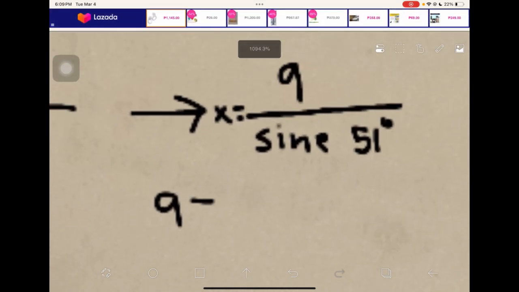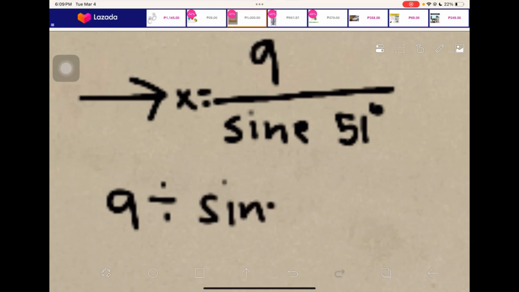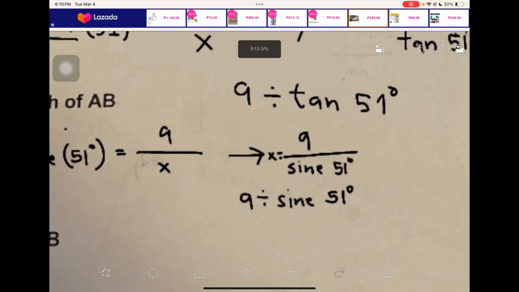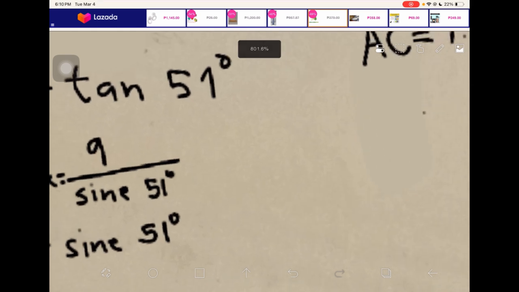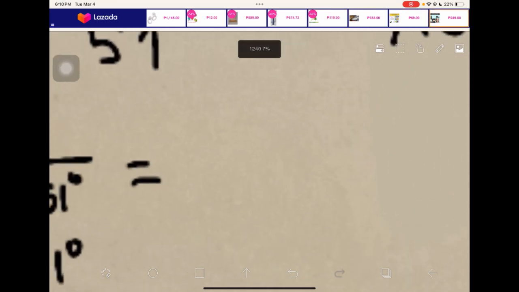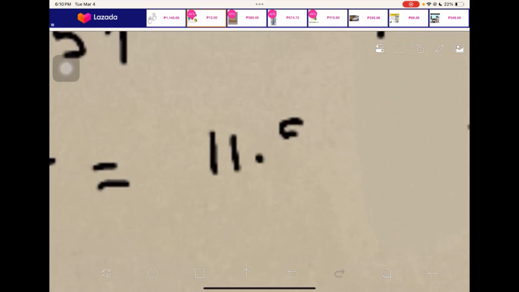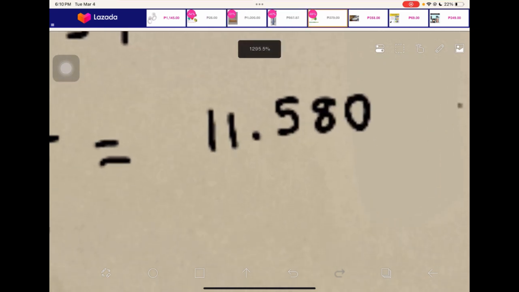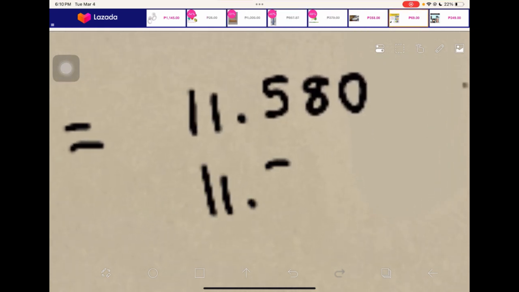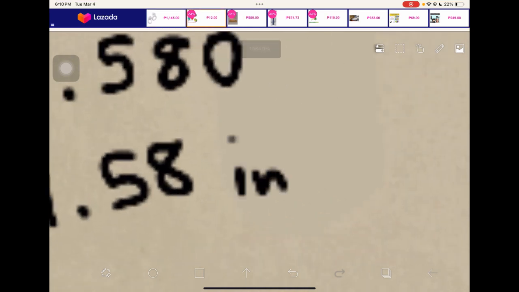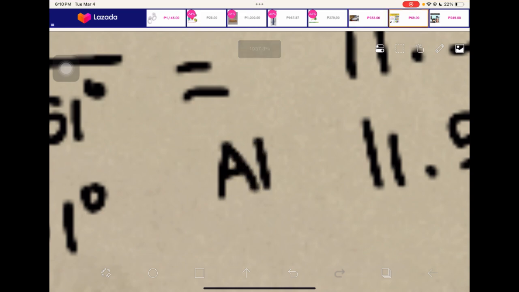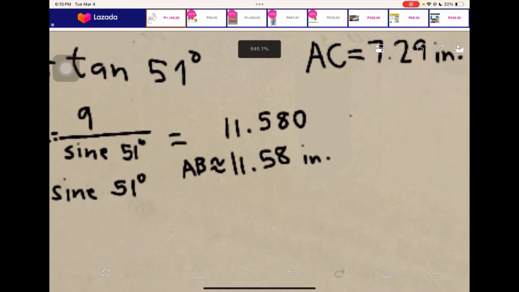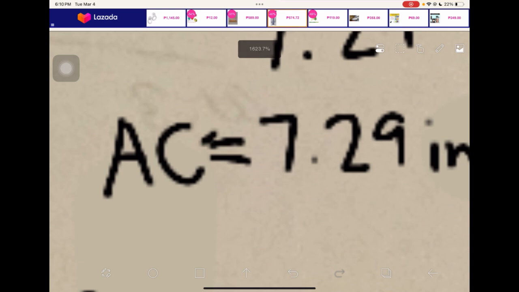That's just 9 divided by sine 51 degrees. Let's type that. 9 divided by sine 51 degrees is equal to approximately 11.580, or just 11.58 inches. So therefore, AB is approximately equal to 11.58 inches. Approximately, sorry.